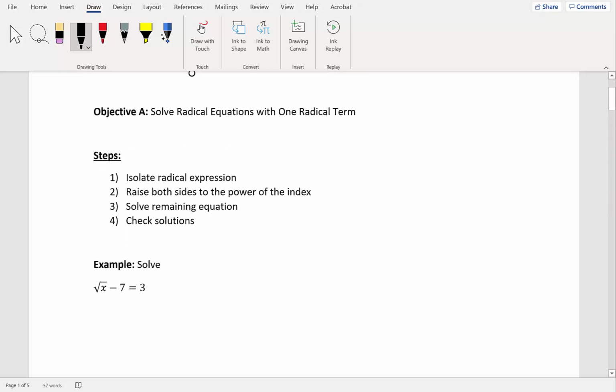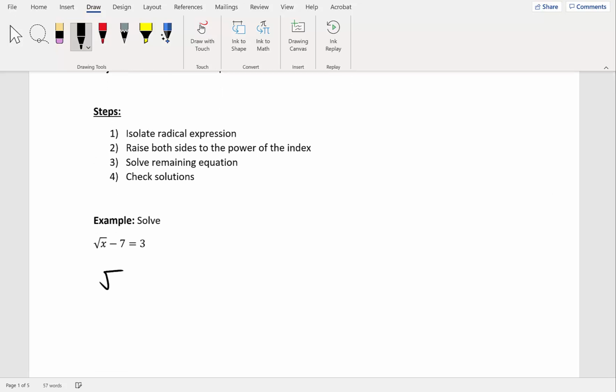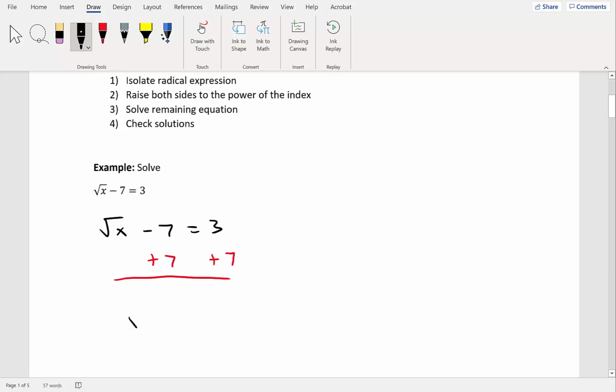So solve, we have square root of x minus 7 is equal to 3. So my first step is to isolate my radical expression. So I want to isolate this square root of x. Well, in order to isolate that, I'm going to have to add 7 to both sides. And now I have the square root of x is equal to 10.